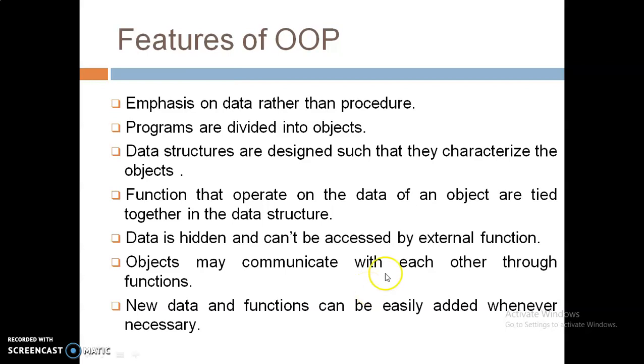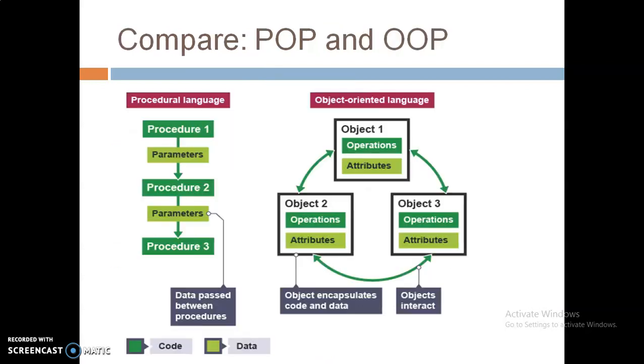As we are making a data structure which includes data and functions together, it is easy to add new data and new functions in the data structure. Also, one more important feature of OOP is that it is a bottom-up approach. Bottom-up means it first concentrates on data and then it makes the functions to operate on that data. That's why it is known as the bottom-up approach of programming.